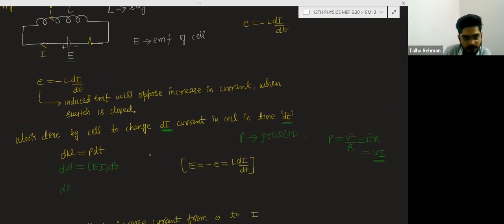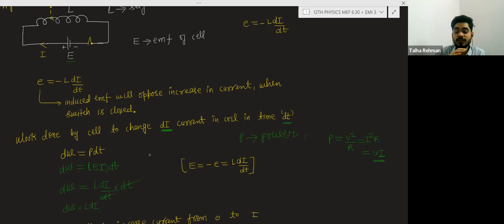So this is dw. We will put this value of E, which is L di by dt, into dt. This dt and dt will cancel out. So basically you have dw is equal to L into i di. This is the small work done in a small time dt to change the current by di.